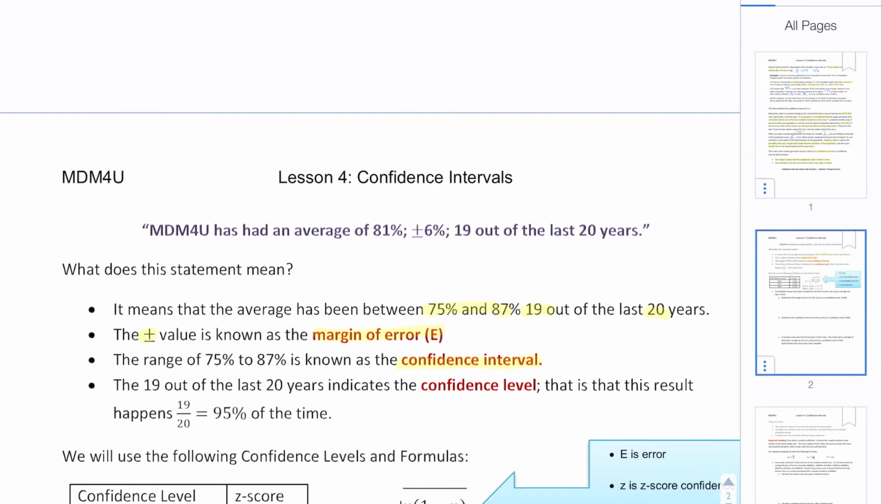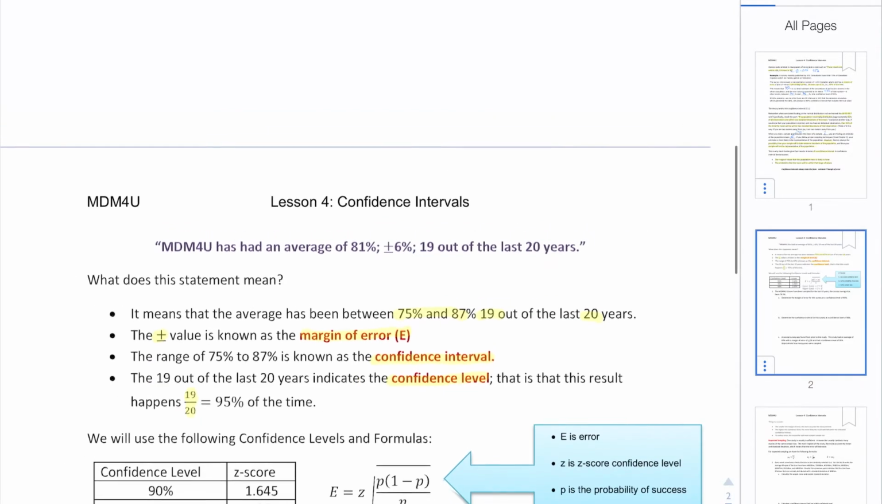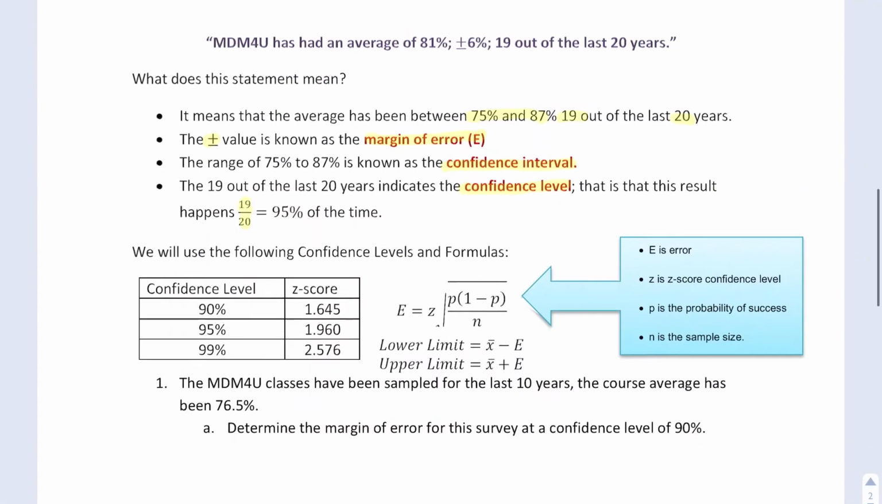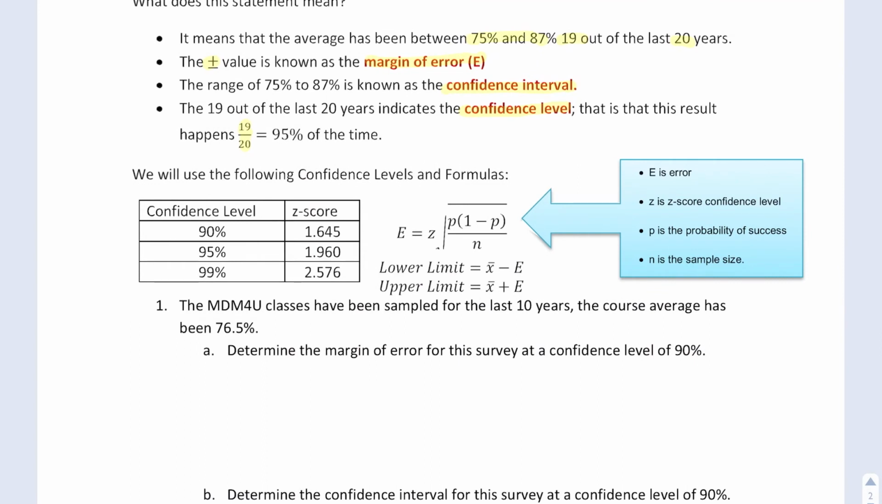So the plus or minus part is what's called the margin of error, or E. The range is the confidence interval from the lower to the upper limit, and the 19 out of the 20 indicates the confidence level. That's what happens when we have 19 over 20.